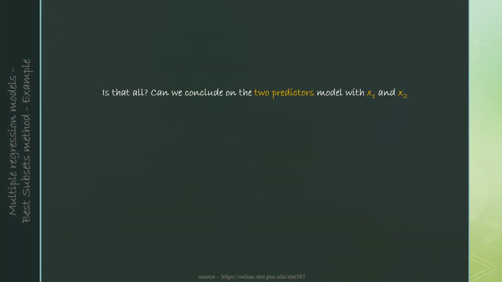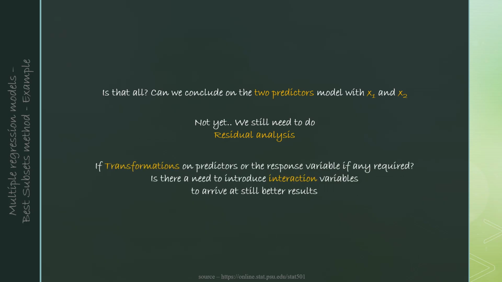Is that all? Can we conclude on the 2 predictors model with x1 and x2? Not yet. We still need to do residual analysis and check if transformations on predictors or the response variables, if any, are required. Is there any need to introduce interaction variables to arrive at still better results?